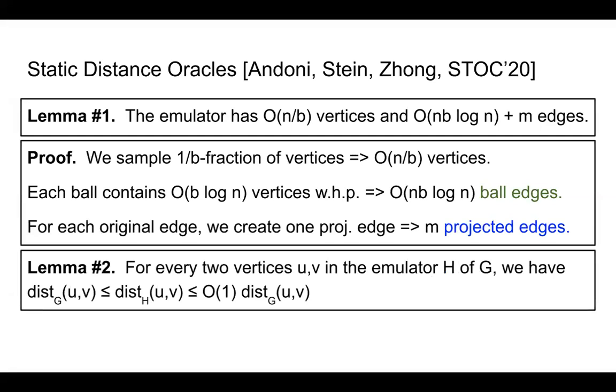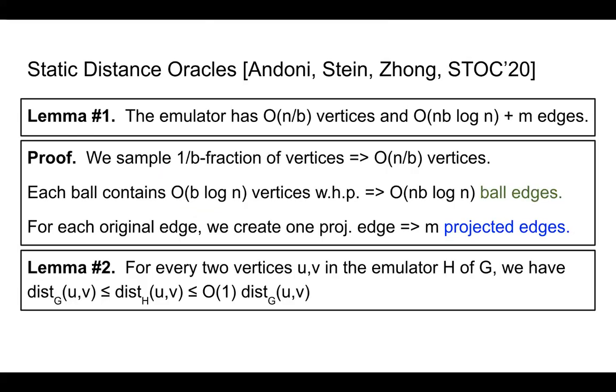There's another lemma that's crucial. We'll not prove it, but this lemma says that for every 2 vertices that are in this emulator H, so in this new graph that we generated, the distances are, up to a constant factor, the same distances as in the original graph. So you're only losing a constant factor here. Good.